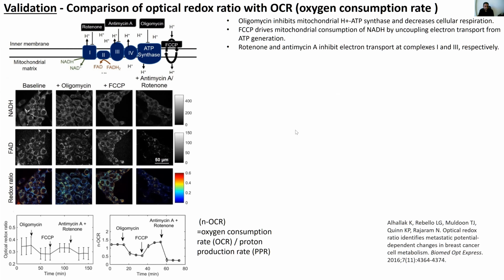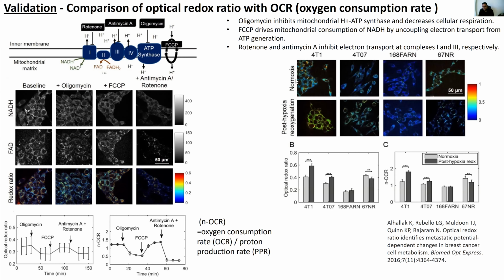Similarly, they have looked at normoxia, so normal oxygen concentration, and then they looked at what happens if you put them in hypoxia and deoxygenate them, and what happens to the optical redox ratio. So again, this is optical redox ratio. This graph is in OCR, 4 different types of cell lines, and in optical redox ratio of 41, 4007, it goes up.